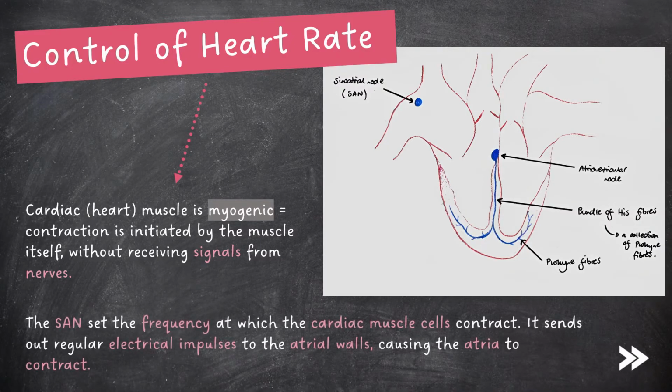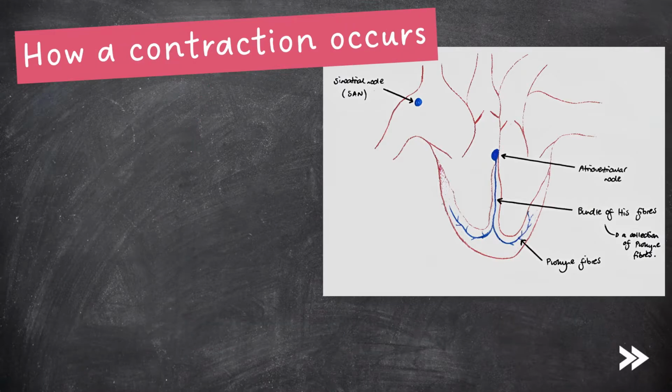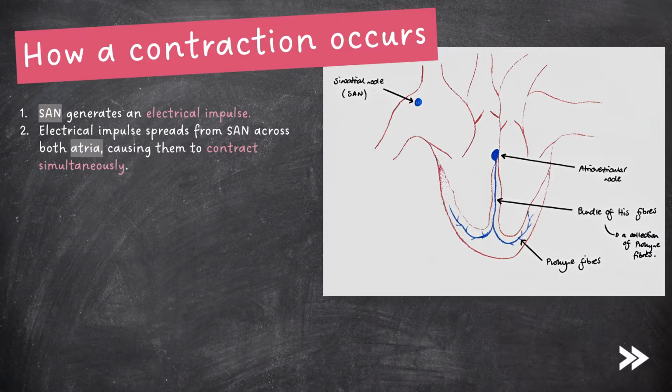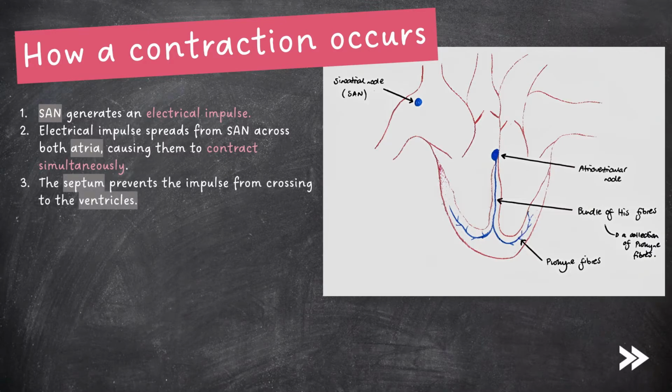So the SAN sets the frequency at which the cardiac muscle cells contract. It sends out regular electrical impulses to the atrial walls, causing the atria to contract. So how does one contraction occur? First of all, the SAN generates an electrical impulse. This impulse then spreads from the SAN across both atria, causing them to contract simultaneously. The septum prevents the impulse from crossing to the ventricles.